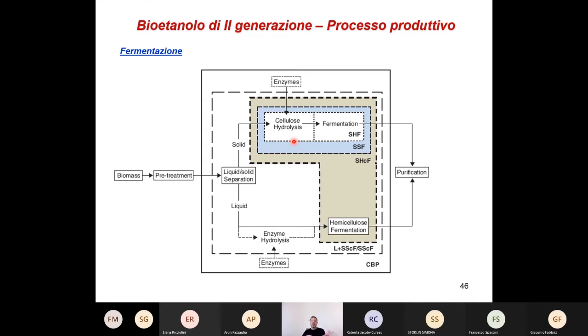For example, the simplest one I've just shown you is the white one. You see here SHF, separate hydrolysis and fermentation. What does it mean? You follow the steps we just considered. So you separate liquid from solid and go to a reactor where you have the hydrolysis. When you finish the hydrolysis with enzymes, you have a second reactor where you perform the fermentation phase.